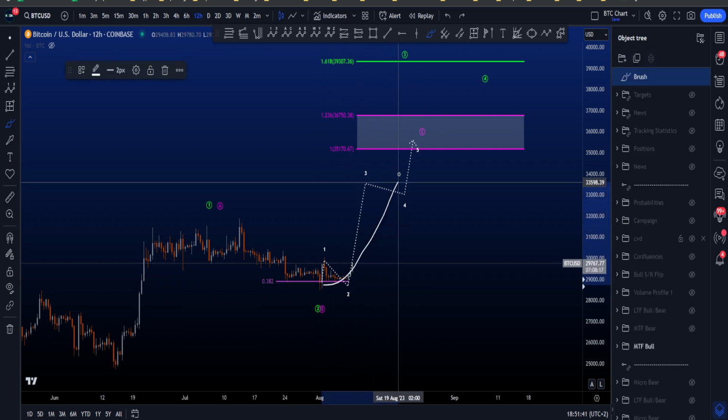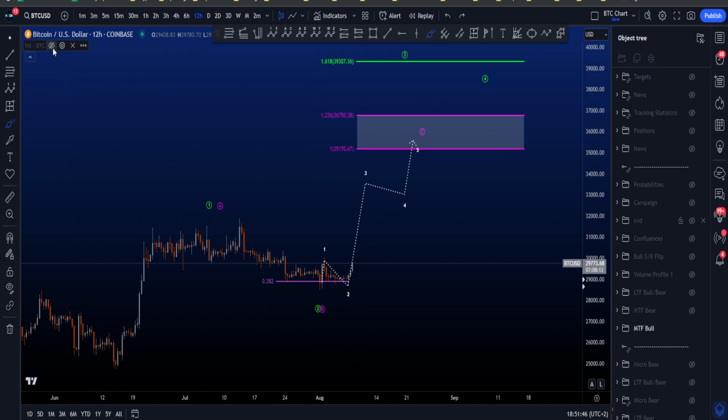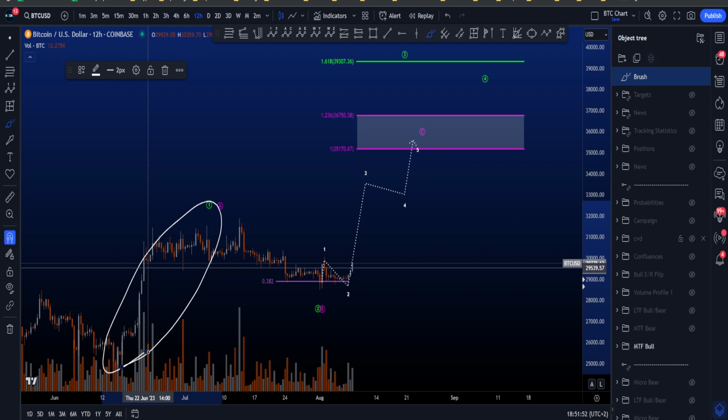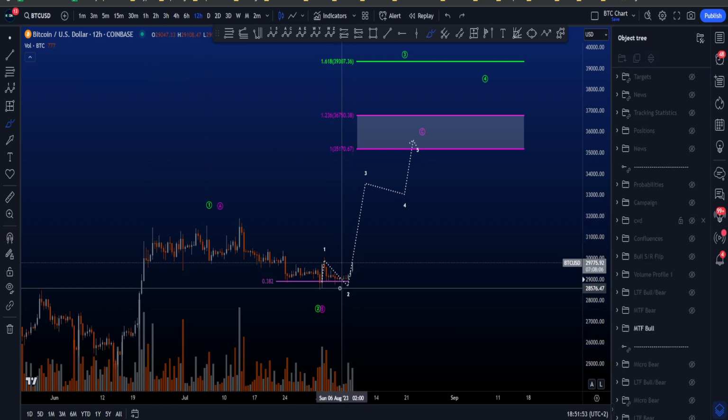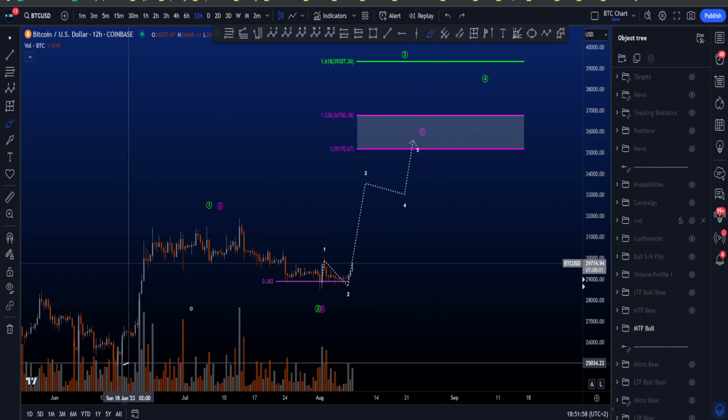So for a wave 3, you really want to see a more parabolic move to the upside with big green candles and also volume increasing. You want to see much higher volume than you had in this wave 1 to the upside, while a wave C tends to be more of a lazy structure to the upside, with volume quite similar to wave A.